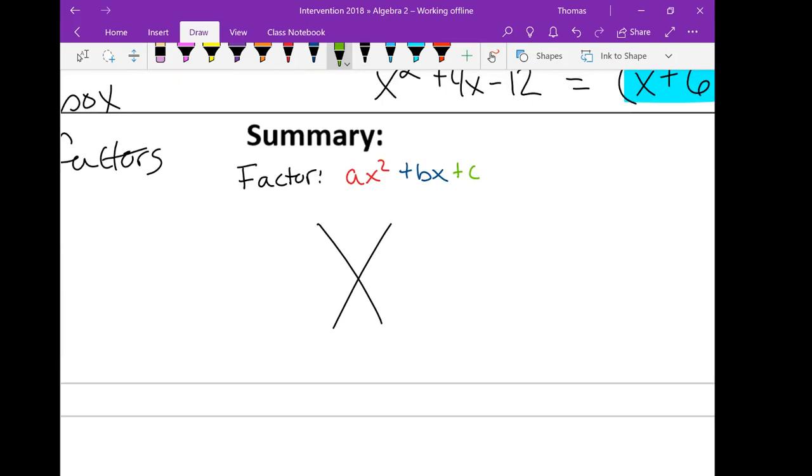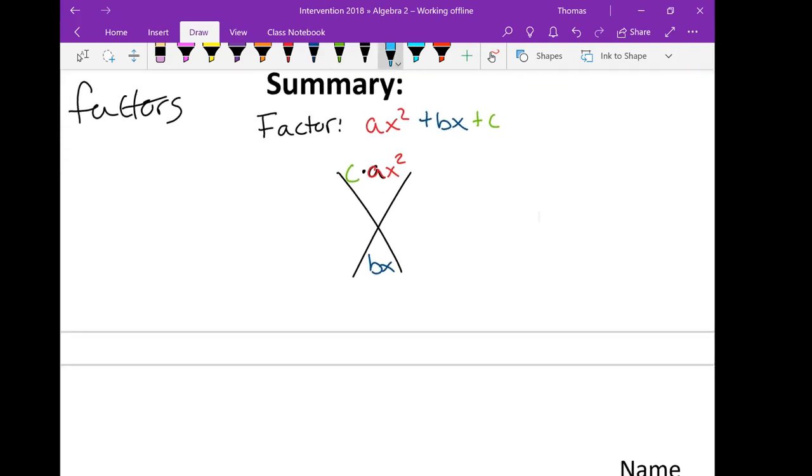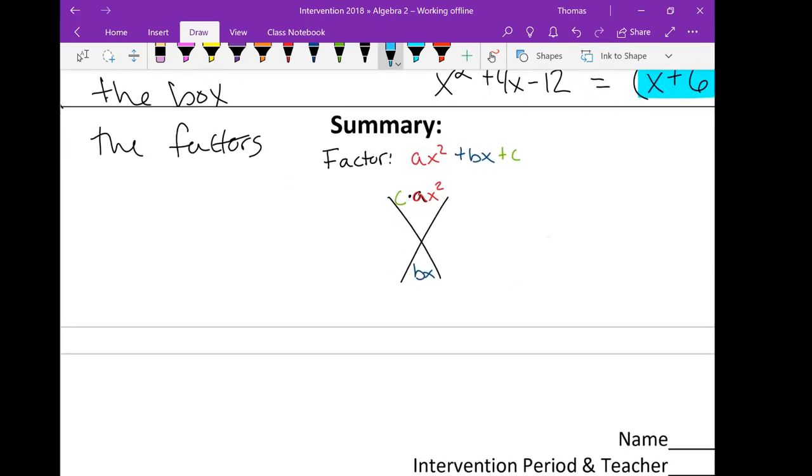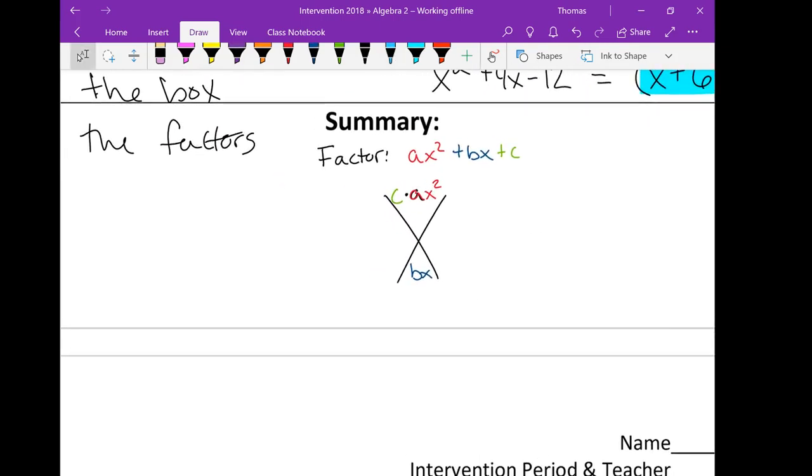On top, it is c times ax squared. It's the first and last terms multiplied together. And on bottom, it's bx. Then step 2, we would fill in our missing terms. I'm going to use light blue for this. We're going to fill in these missing terms here and here.